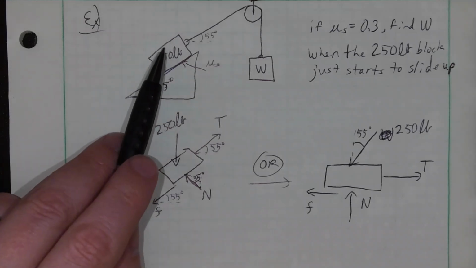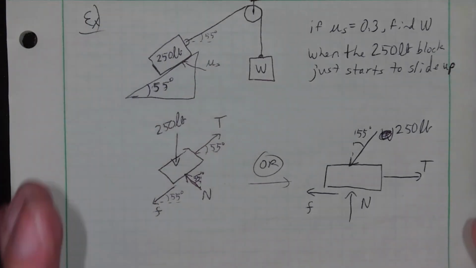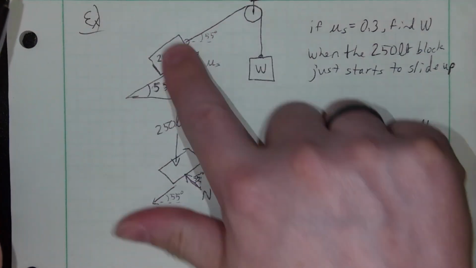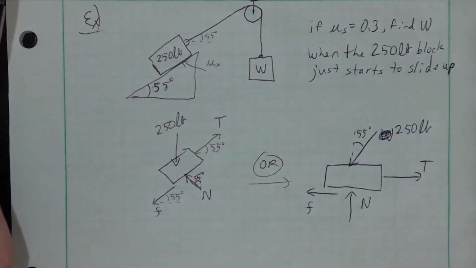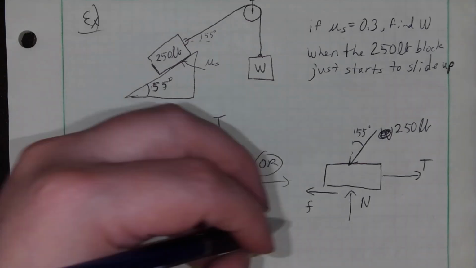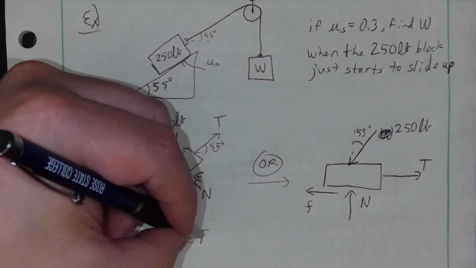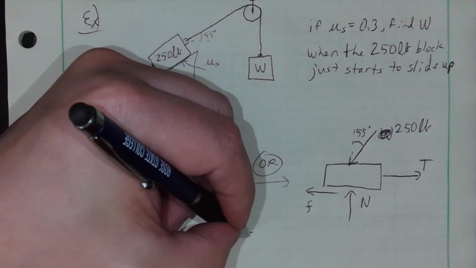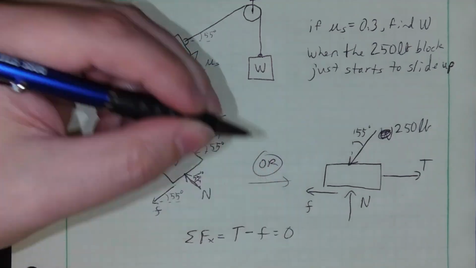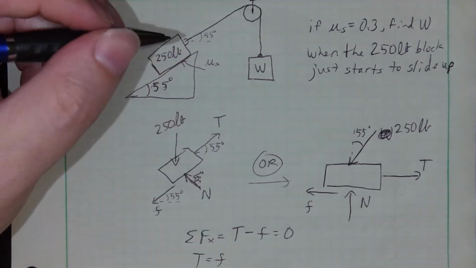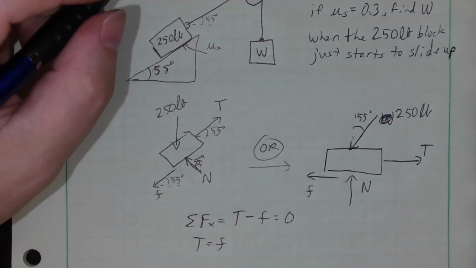So again, I've taken this block and I've just said, instead of putting on this incline, let's pretend that x is actually this direction, y is perpendicular to that ramp, and let's draw a free body diagram accordingly. And this is pretty easy then, right? Sum of forces in the x direction, that tension minus the friction has to equal 0. So that tension has to equal the friction force.